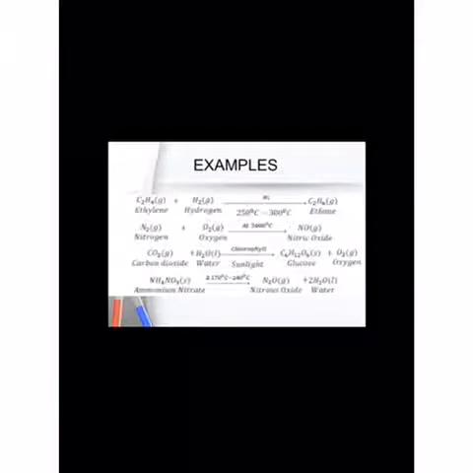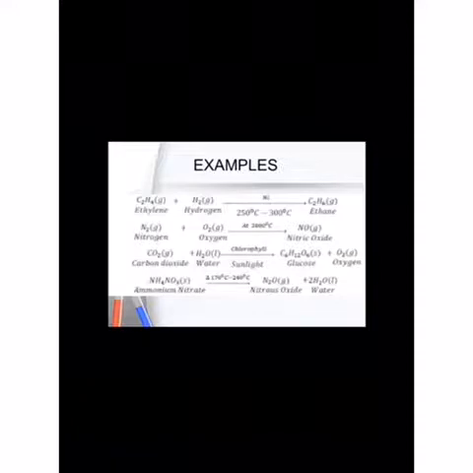Ethylene reacts with hydrogen in presence of nickel catalyst at 250 to 300 degrees Celsius to form ethane. Nitrogen and oxygen at 3000 degrees Celsius react to form nitric oxide. Carbon dioxide and water in the presence of sunlight and chlorophyll form glucose and oxygen. Ammonium nitrate at 170 to 240 degrees Celsius temperature forms nitrous oxide and water.